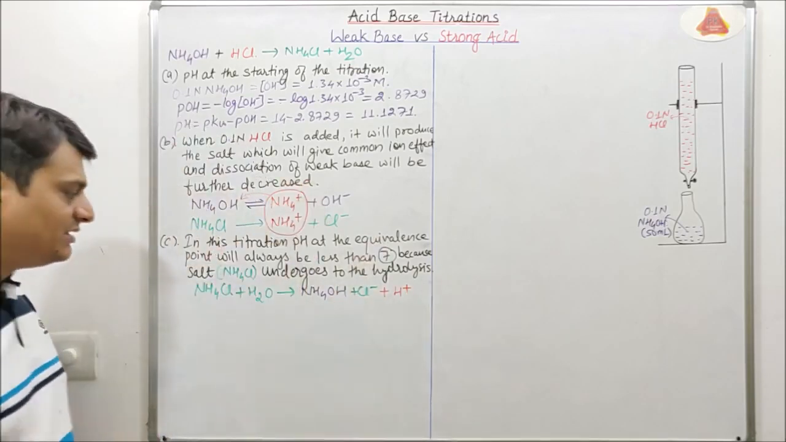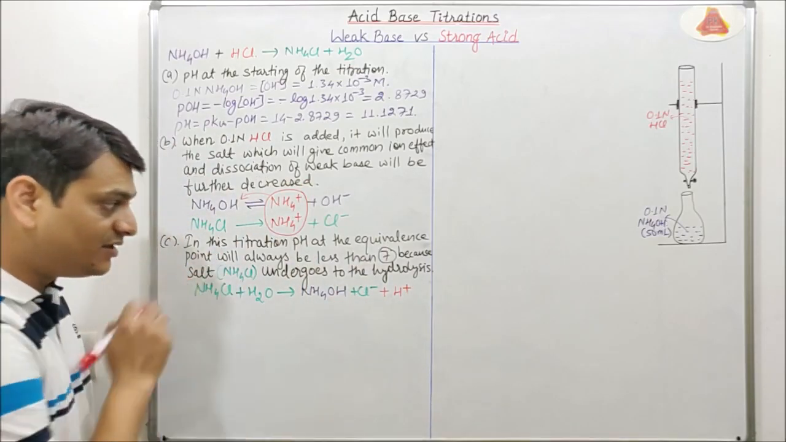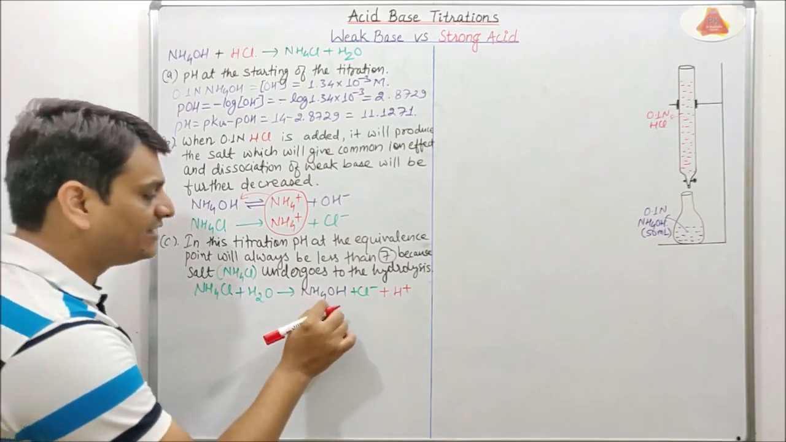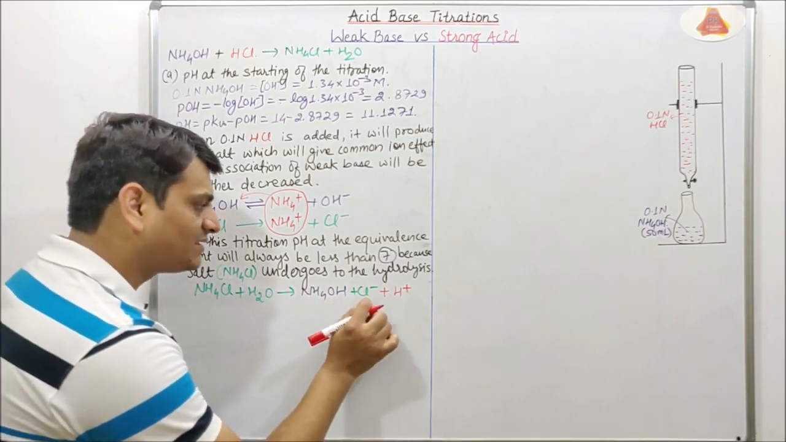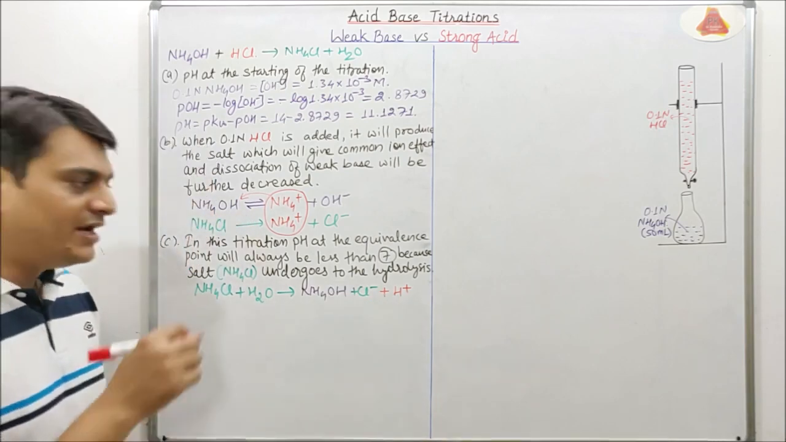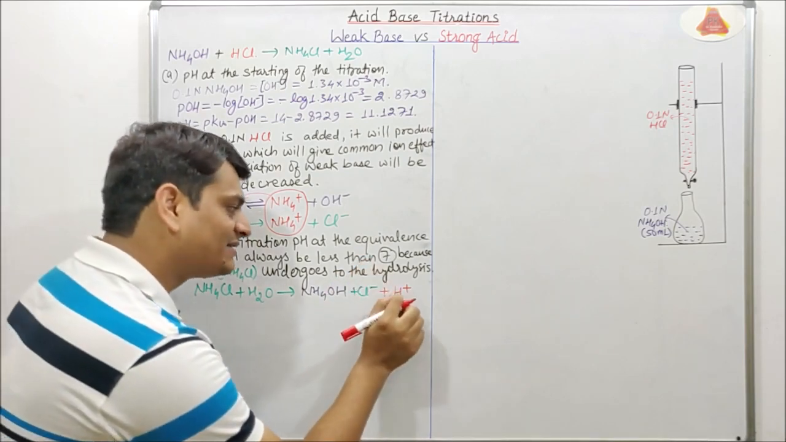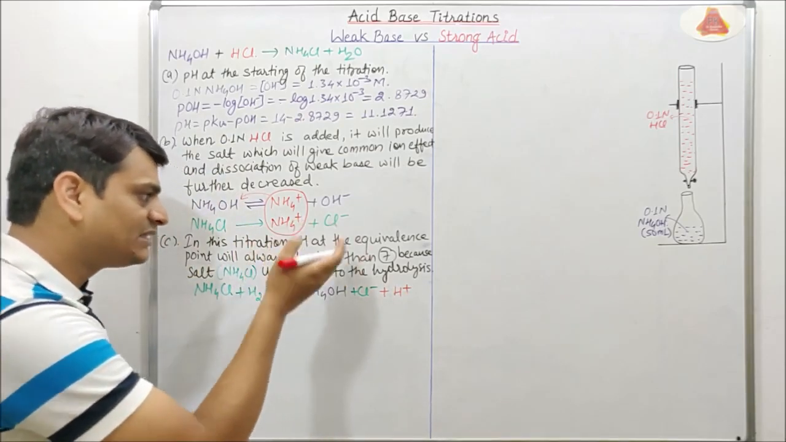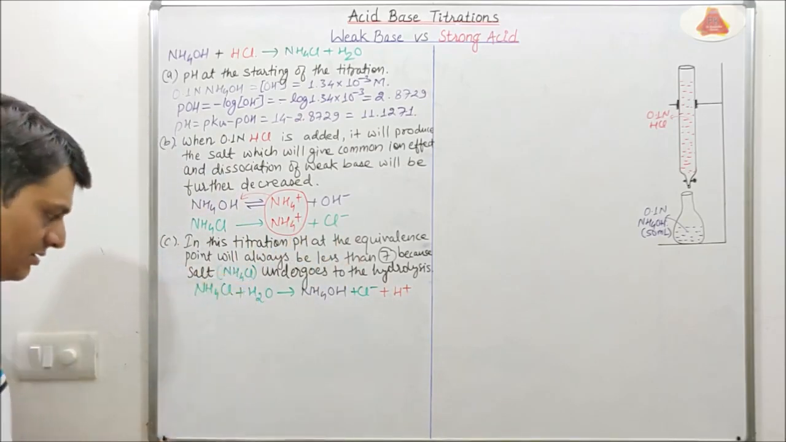In this condition, the NH4Cl salt will undergo hydrolysis, and after hydrolysis it will produce NH4OH plus Cl minus plus H plus. Due to the presence of this excess amount of H plus, the pH will be less than 7, or the pH will be acidic.